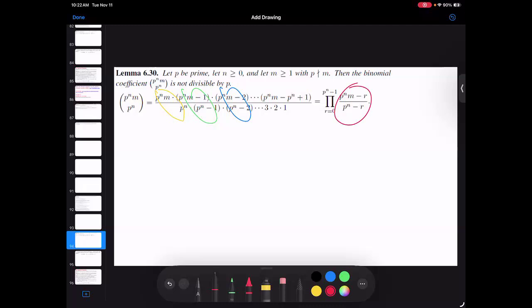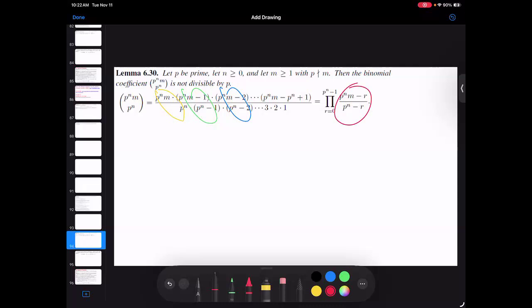We know that our expression has to be an integer because we're counting the number of ways of doing something, right? There's not 2.37 ways of doing something. It has to be an integer. So all I have to do is show that it's not a multiple of p.